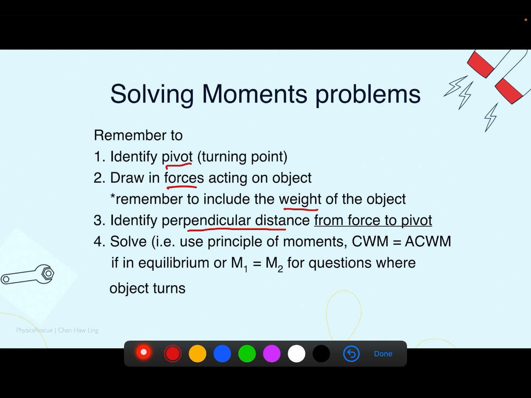And fourthly, we solve using either the principle of moments, or, for a case where the object is turning, something else. Let me give an example here.